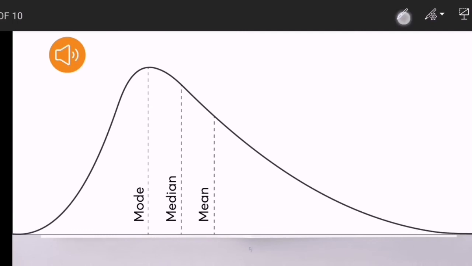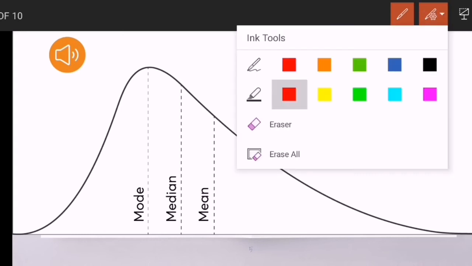In statistics, a positively skewed distribution is a type of distribution in which most values are clustered around the left tail of the distribution while the right tail of the distribution is longer.